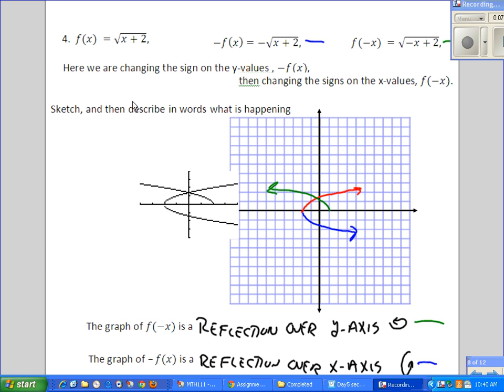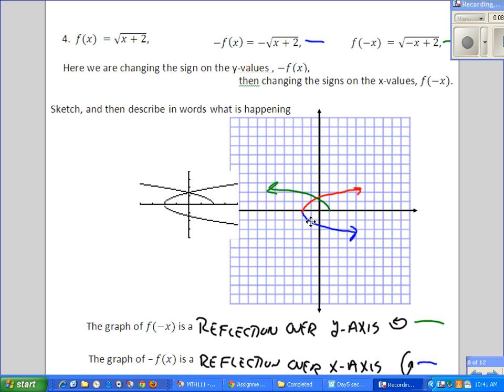Okay. Square root of x plus 2. I went with a little bit more complicated looking basic function here to flip around, just to make it a little easier to see what's happening. And what I want to look at is what happens if I take the function, multiply it by a negative, and compare that to if I go inside the function and replace the x with a negative x. So we're changing the y values to the opposite values, and we're changing the x values to opposite values of x. So the red line here is my basic square root of x plus 2.